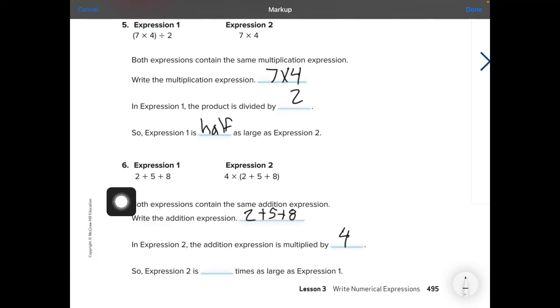This is where it gets tricky. You have to pay special attention to that symbol and that symbol. A lot of times kids are in such a hurry, they mix them up and don't see the multiplication or the addition, and then they have a crazy answer they have no idea what to do with. All right, continuing on. So expression 2 is 4 times as large as expression 1 because expression 2 has 8 times by 4.